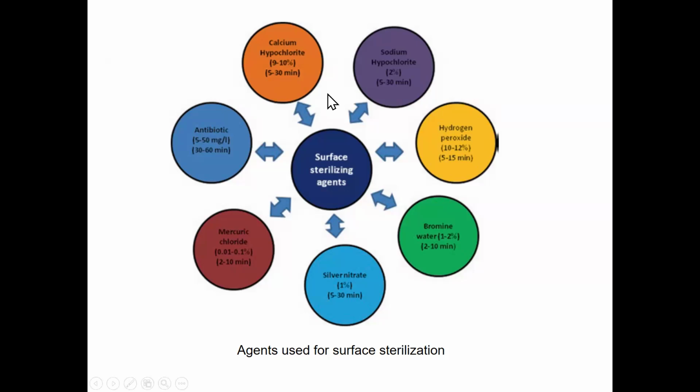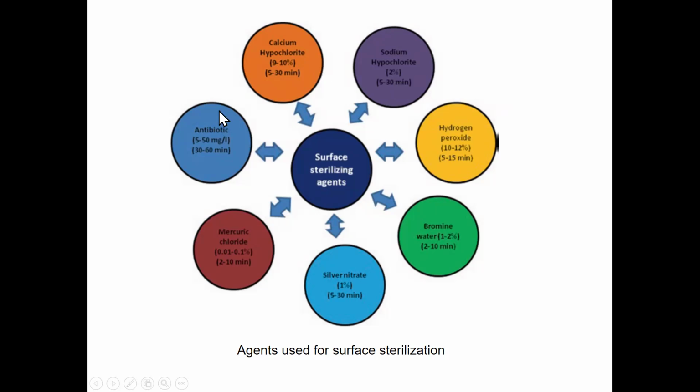This is the summary of the agents used for surface sterilization of the explant. The explant surface may contain microorganisms. You need to remove them. And there are lots of chemical agents, as I mentioned, hydrogen peroxide. Here is the dose and how long you treat is written there.